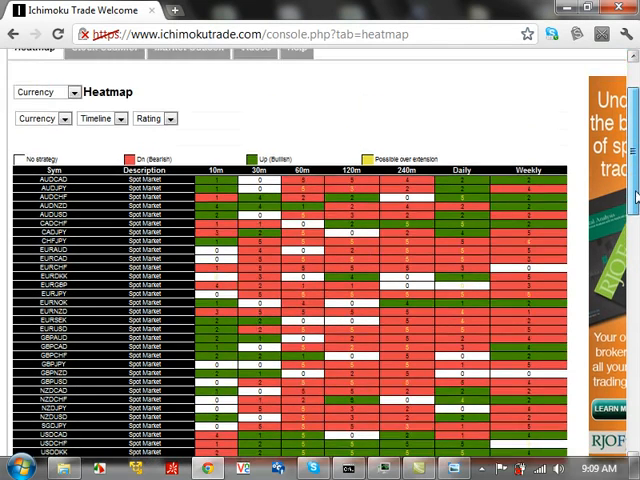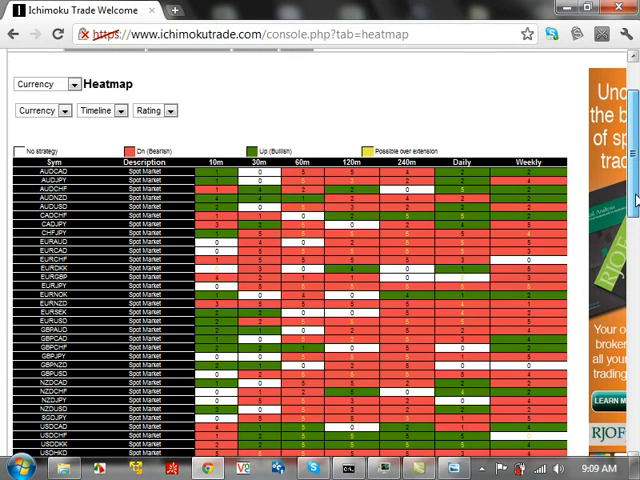Now we've been talking about currencies. Don't worry, we're going to talk about stocks and futures too in a minute. So this scenario is for currencies. One thing with currencies is you do have the ability to filter down. If you just want to look at Australian pairs, you can. If you just want to look at daily time frames, you can. If you just want to look at a certain rating, you can too.